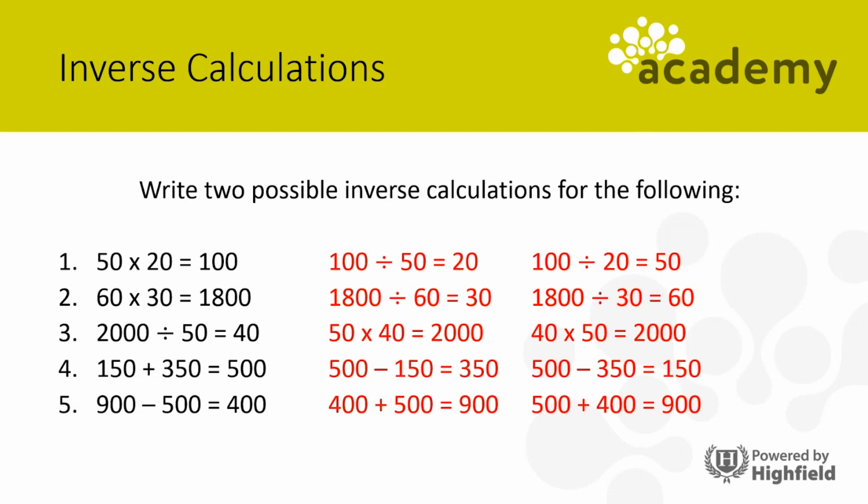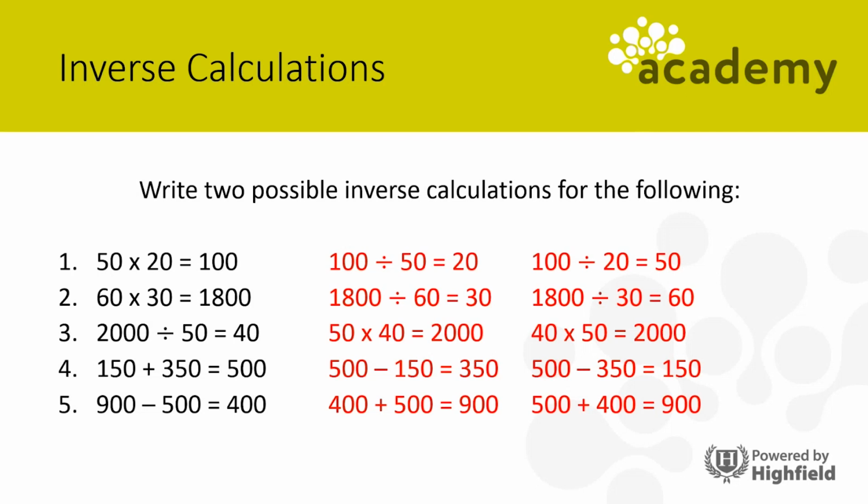Number 2, 60 times 30 equals 1,800. Could be 1,800 divided by 60 equals 30, or 1,800 divided by 30 equals 60. Calculation 3, 2,000 divided by 50 equals 40. Could be 50 times 40 equals 2,000, and 40 times 50 equals 2,000.